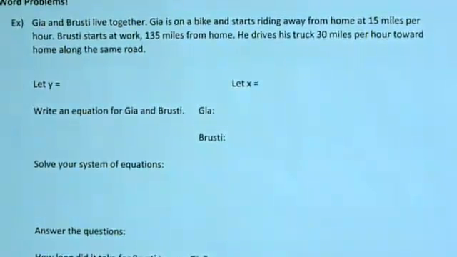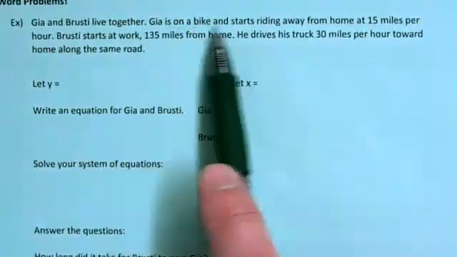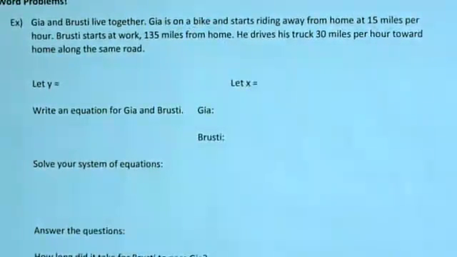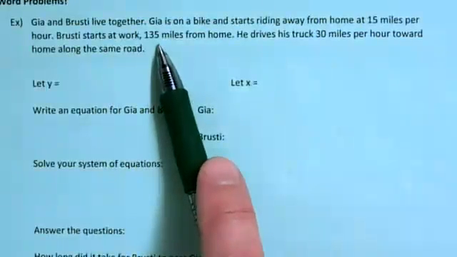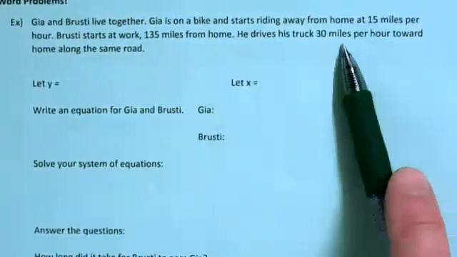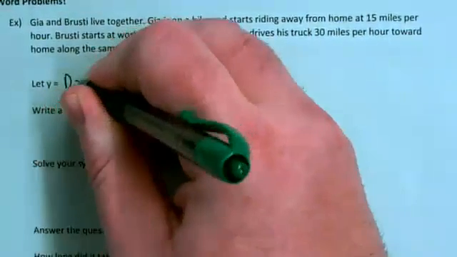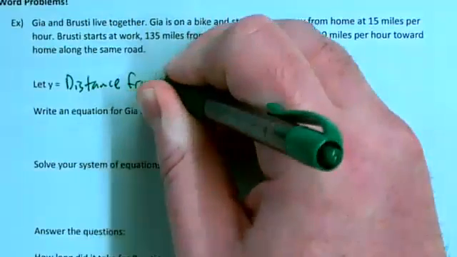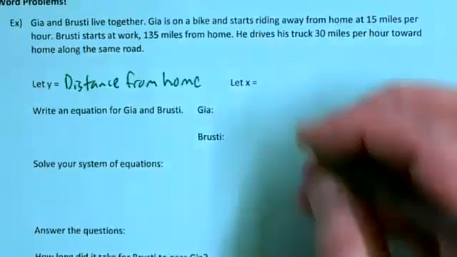My niece's imaginary friends. And Gia is on a bike, and she is riding away from home at 15 miles per hour. Brewsty is at work 135 miles away. Wow, he lives far. And he's driving his truck 30 miles per hour toward home along the same road. All right, so we're going to use what we just learned to create some equations here. Let's let y equal the distance from home. And we'll let x equal the time in hours.